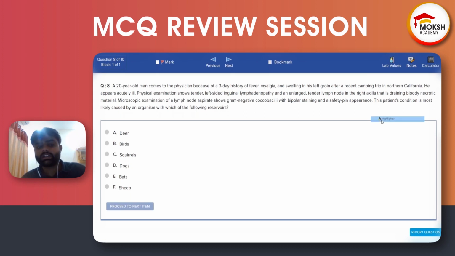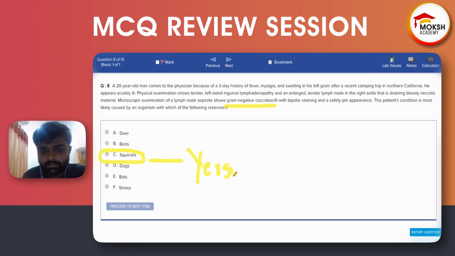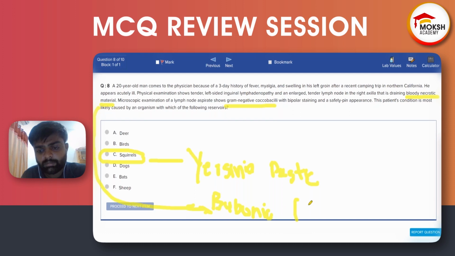Yes, so the patient most likely acquired this gram-negative cocobacilli from squirrels, and the organism that is associated is Yersinia pestis. And what is the condition? The condition is bubonic plague. You can clearly see this patient has bloody necrotic material, that is bubonic plague.